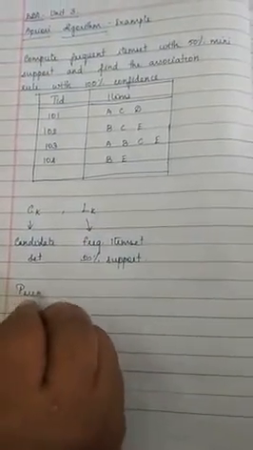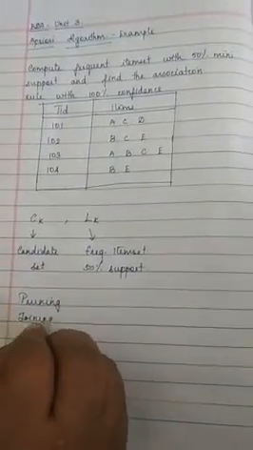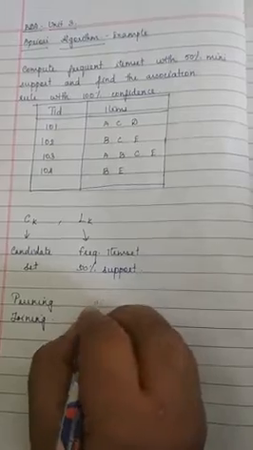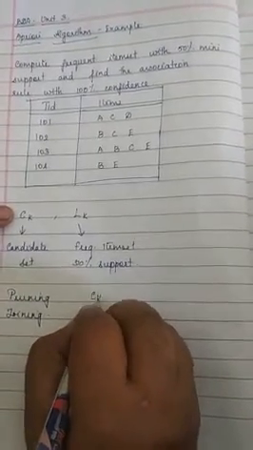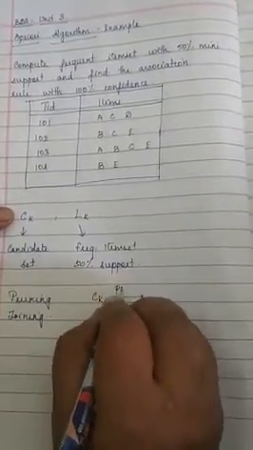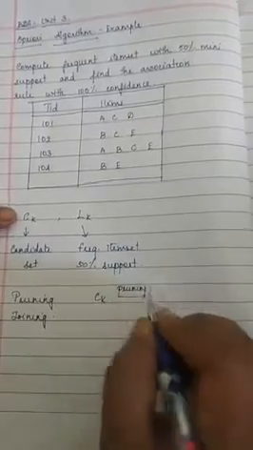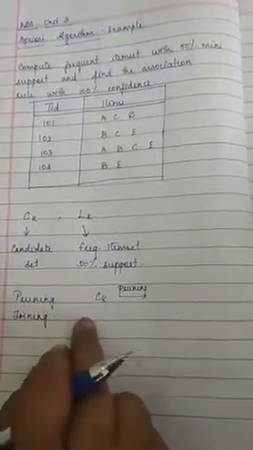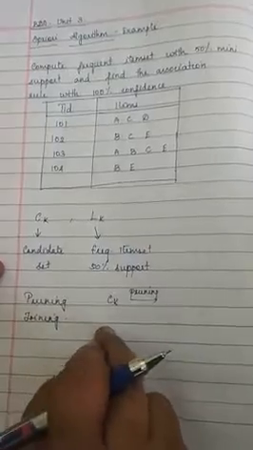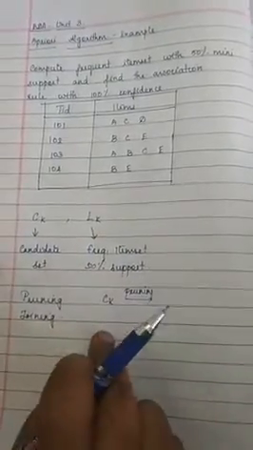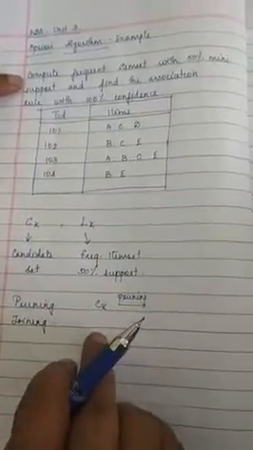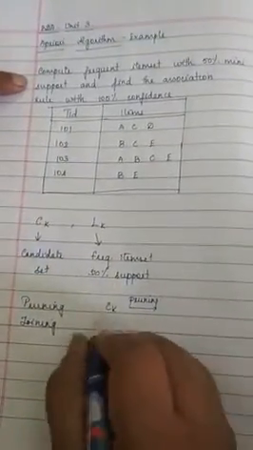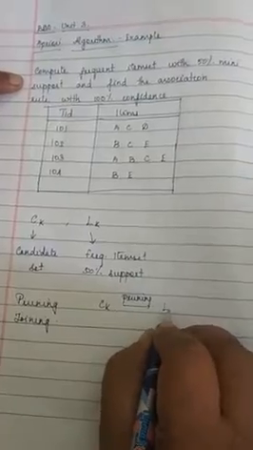Here we perform 2 operations: one is pruning, another one is joining. When we first identify Ck, we perform the pruning operation. That is, we remove the items that do not satisfy the minimum support. So after pruning Ck, we get Lk.